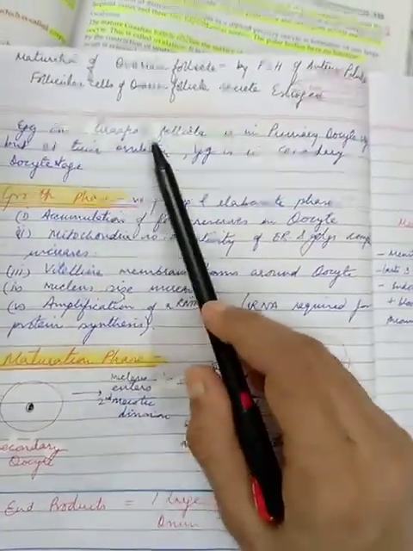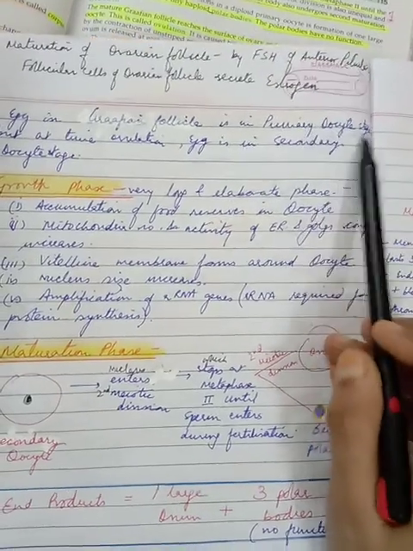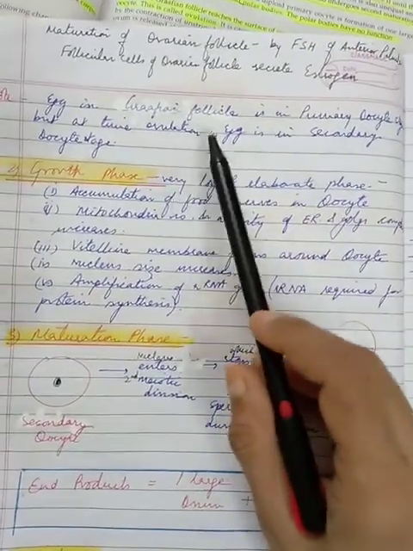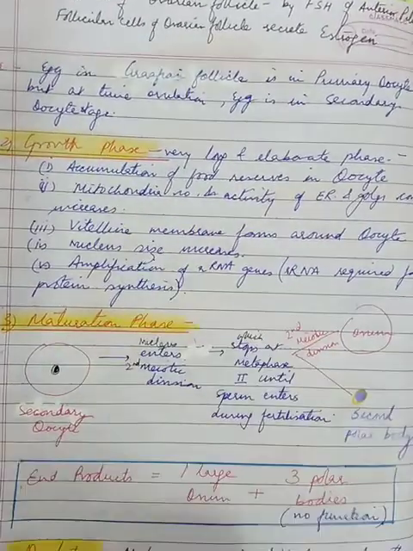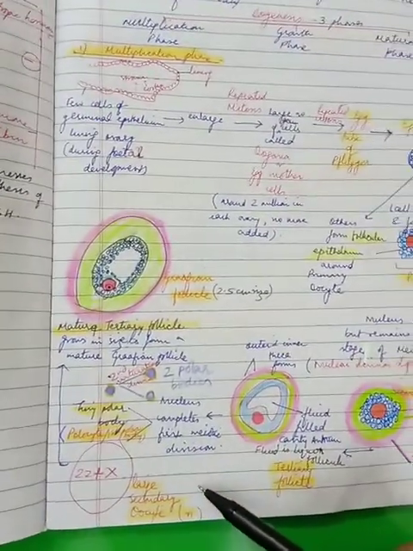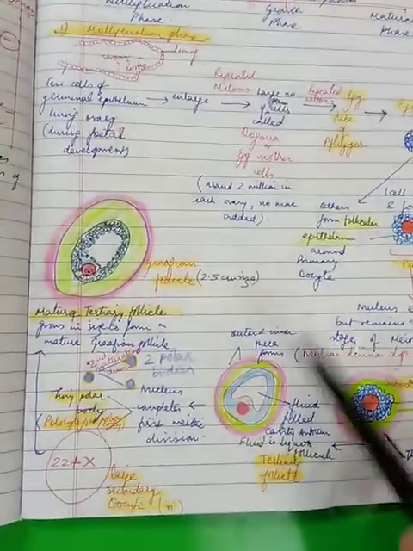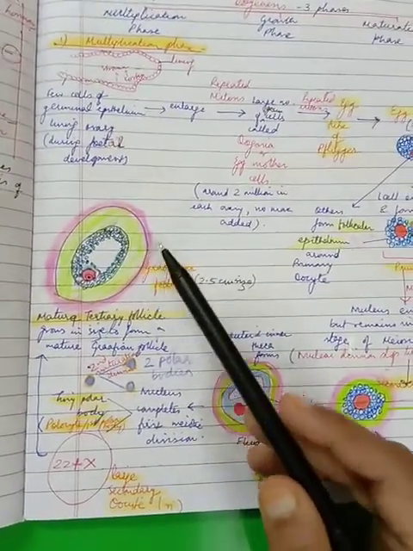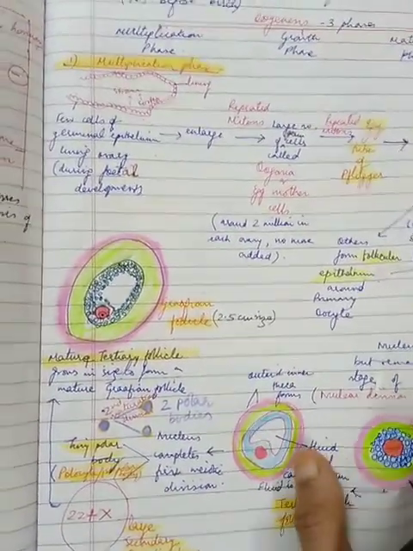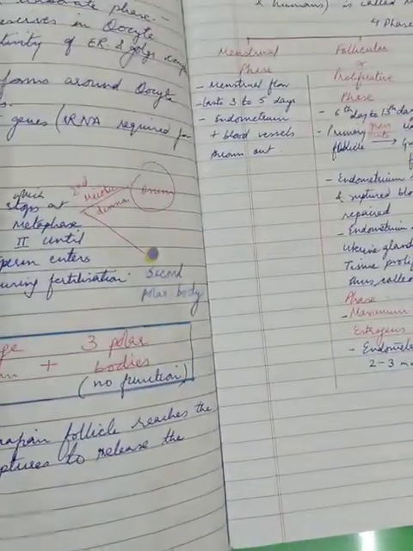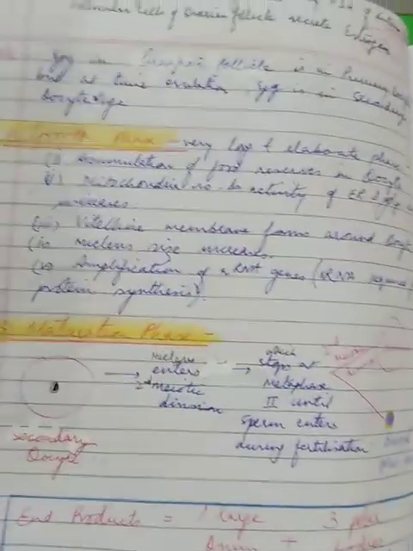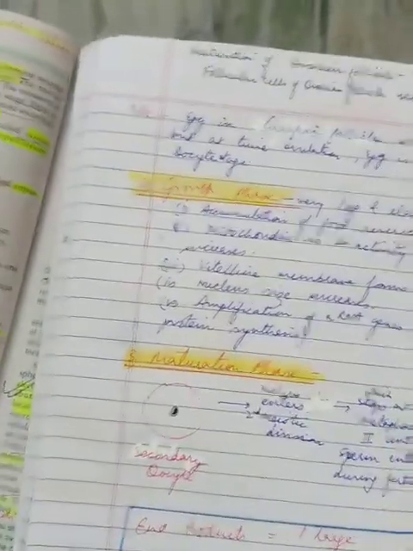Egg in the Graafian follicle is in primary oocyte stage, but at the time of ovulation, egg enters the secondary oocyte stage. What I mean to say here is that the egg in the follicle is in the primary oocyte stage, but at the time of release, it will develop into secondary oocyte, right? Then the release of egg, we know this is called ovulation.